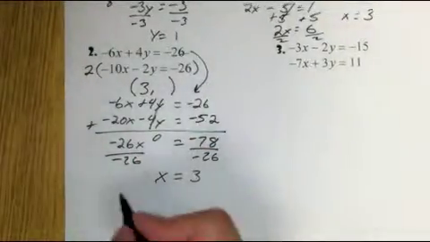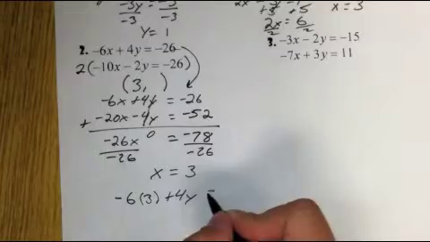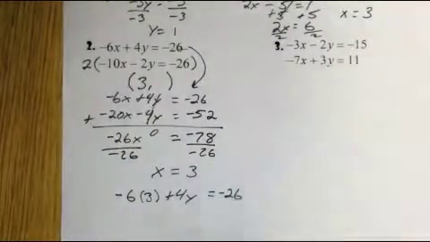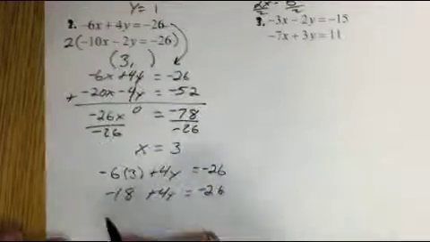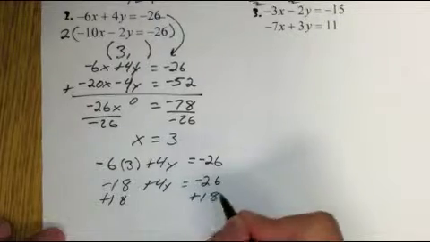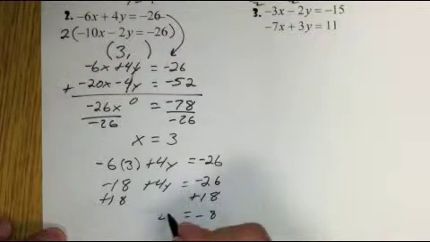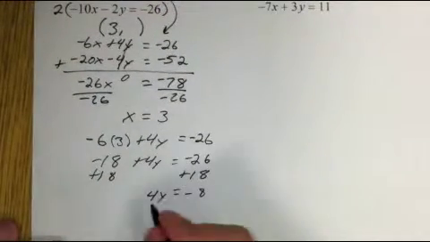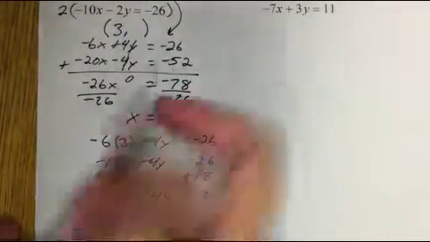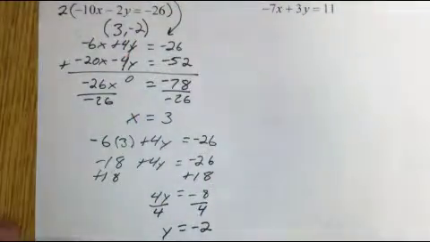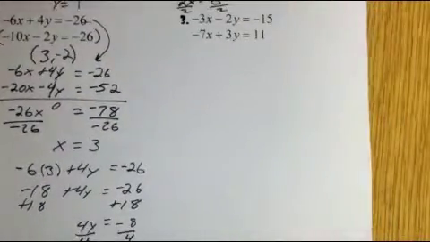Okay, smaller numbers. Okay, so I have negative 6 times 3 plus 4y equals negative 26. Gives you negative 18 plus 4y equals negative 26. Add 18. Okay. That'll give you negative 8. Okay. Let's go ahead and divide by 4. You're going to get negative 2. Okay. Are you done? You have an x, you got a y, your answer. That's your answer.